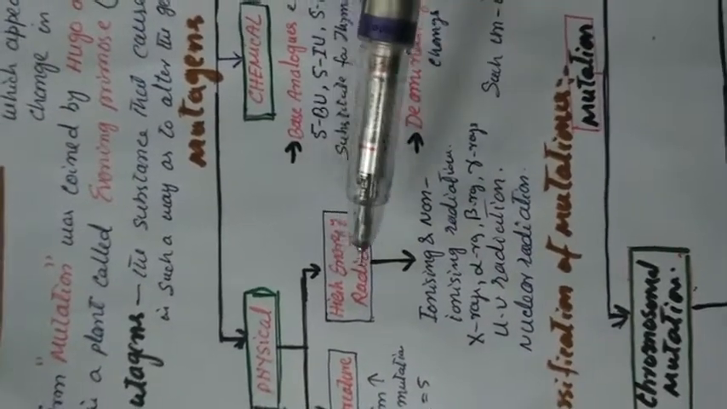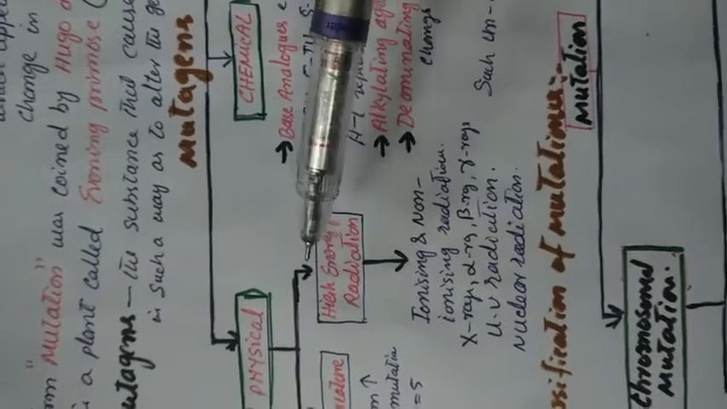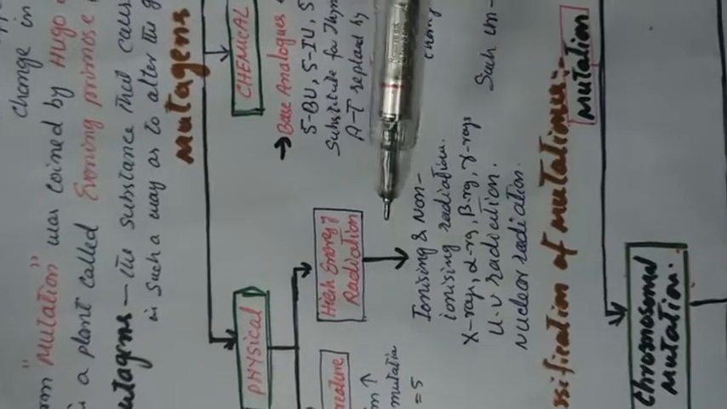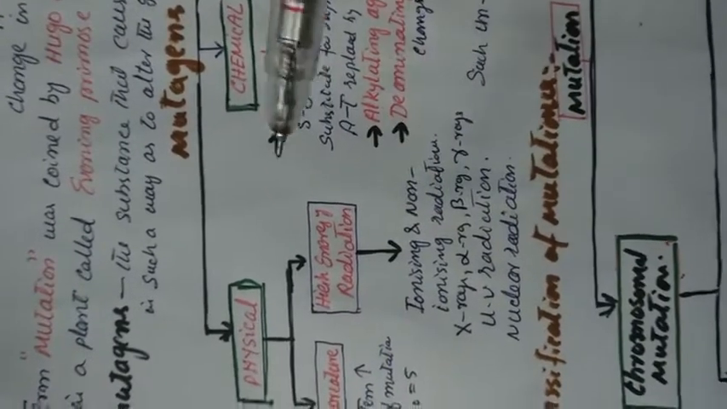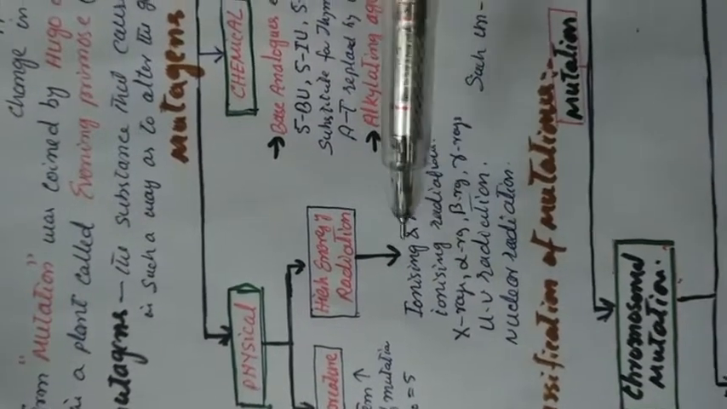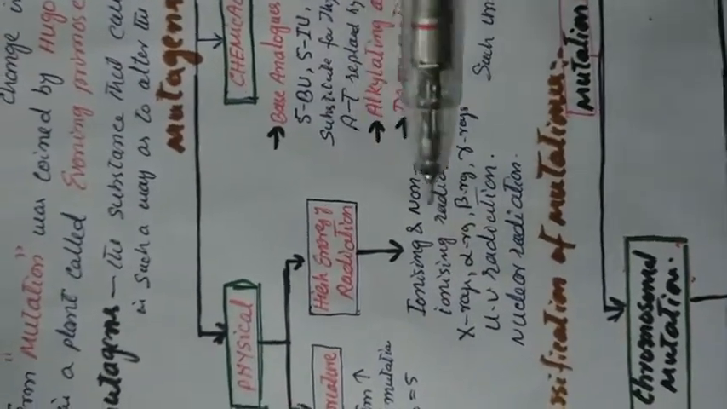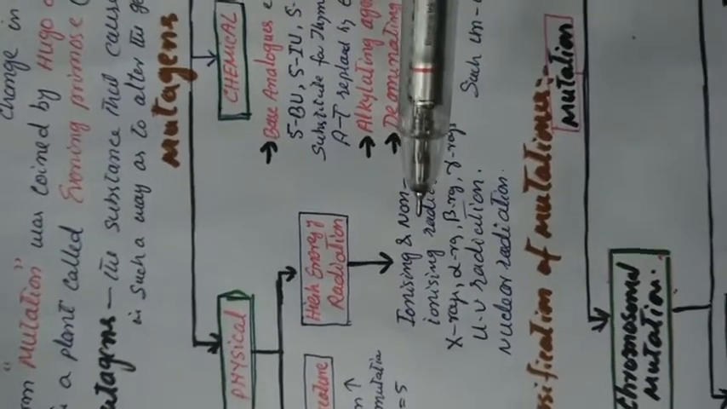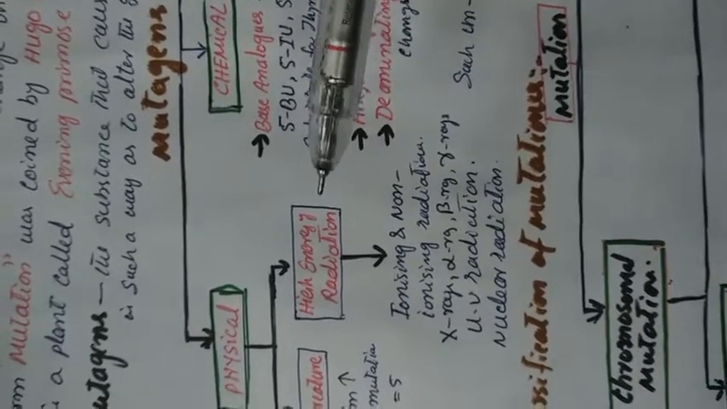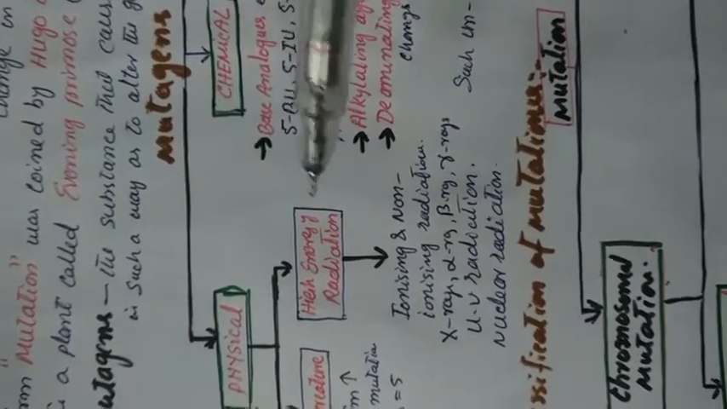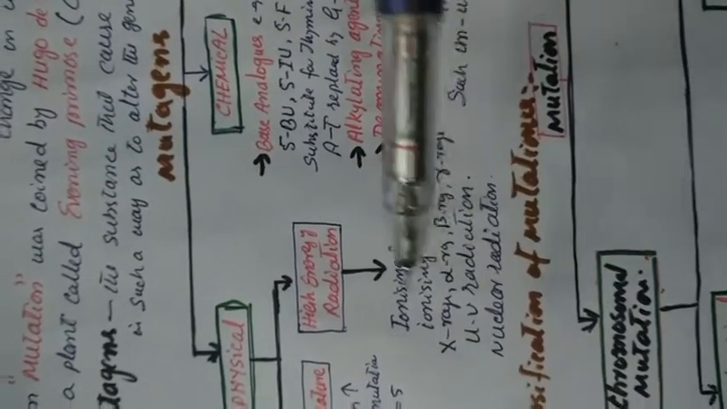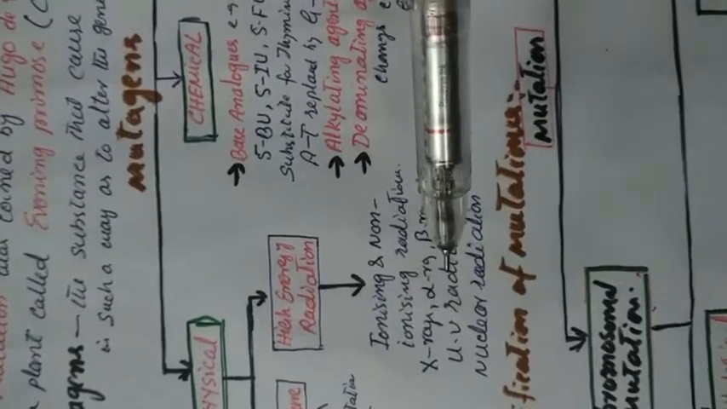Similarly, high energy radiations also cause mutations. These include both ionizing and non-ionizing radiations. Among ionizing radiations there are X-rays, alpha rays, beta rays, gamma rays, which ionize the molecules contained in the nucleotides of the DNA. Also, there are other high energy radiations like ultraviolet radiations and nuclear radiations which also act as physical mutagens.